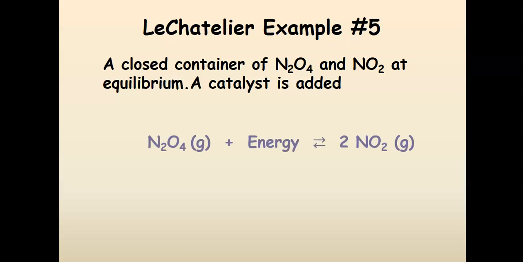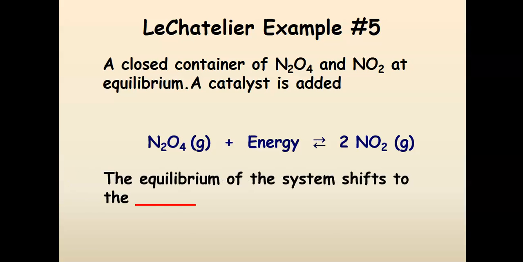Number 5. A closed container of N2O4 and NO2 at equilibrium. A catalyst is added. Equilibrium of the system shifts to where? A closed container and a catalyst is added. What happened? Yes, yes. We are almost to the end of the class. Shift to the right. Why?